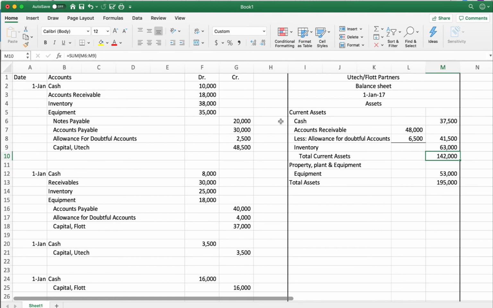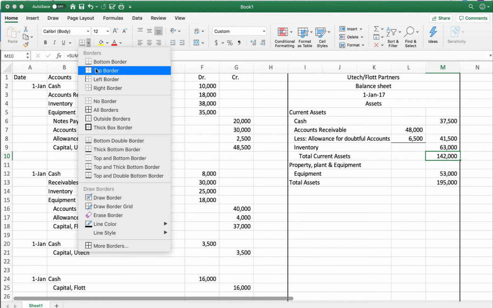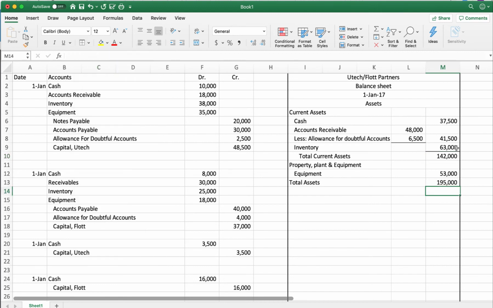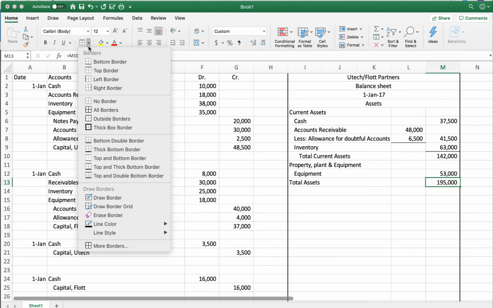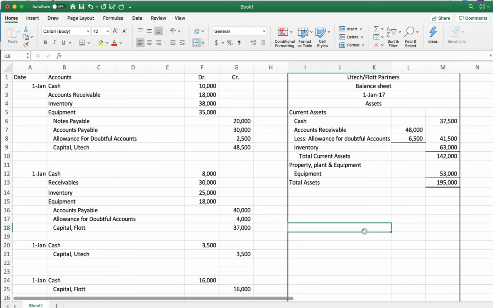Okay. If I am in this cell and I click top border, notice what it does. It puts a line there. So it's very easy for us to tell that we added up these three numbers and we got 142,000 for total current assets. Okay. We're going to do the same thing with total assets, right? We're going to click our drop down and we're going to click top and double bottom border. And there we go. So we see here that our total assets have to equal 195,000.